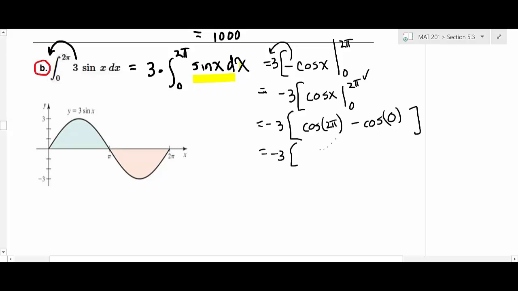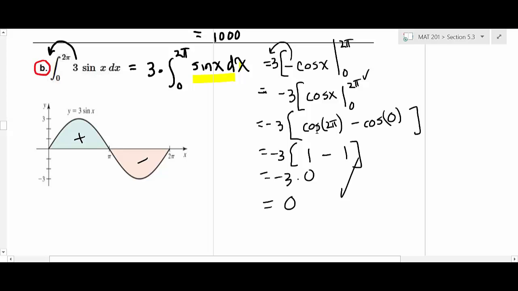The cosine of 2 pi is 1 if you look it up on a unit circle. Cosine of 0 is also 1. So as we predicted, we got 0. And why was that? Because the areas balanced each other out. That's the idea. That's what made that happen, basically.